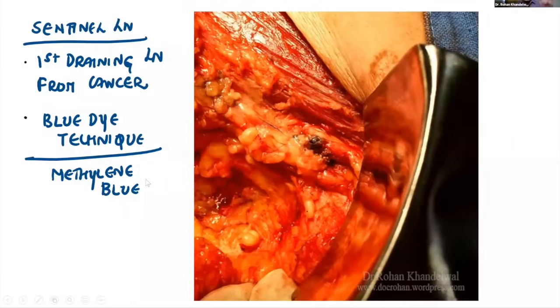Sentinel lymph node biopsy was asked this year also, last year also. It is the first draining lymph node from the cancer, and this is the blue dye technique. This was a case of mine where you could see the dye coming in the lymphatics and staining these lymph nodes. So whichever lymph nodes stain blue in color, they are the sentinel or the first draining lymph nodes. And the dye which we use, this has been asked in the exam, this is methylene blue.